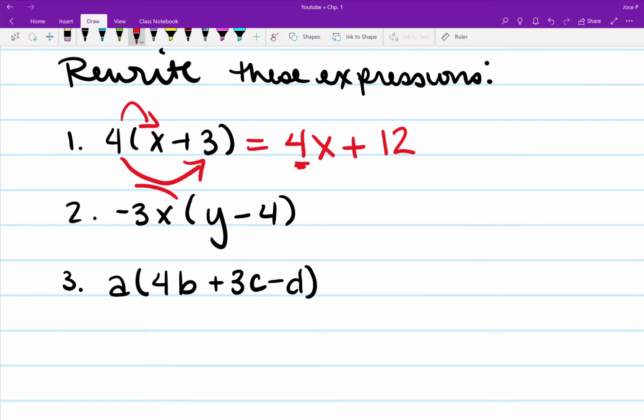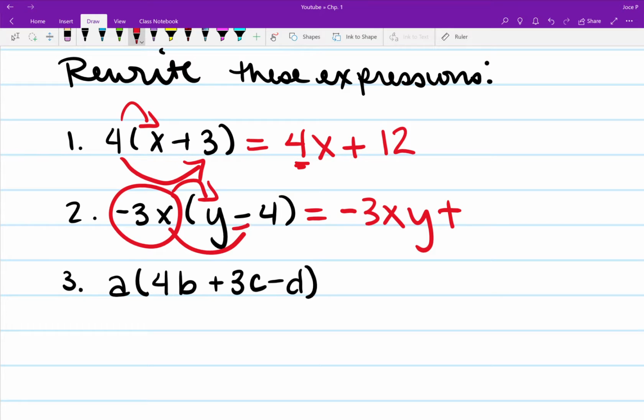Good, let's do it again, except with this whole value. Distribute the whole negative 3x to the y equals negative 3xy. A negative times a negative is now a positive. Negative 3x times negative 4 is equal to positive 12x.